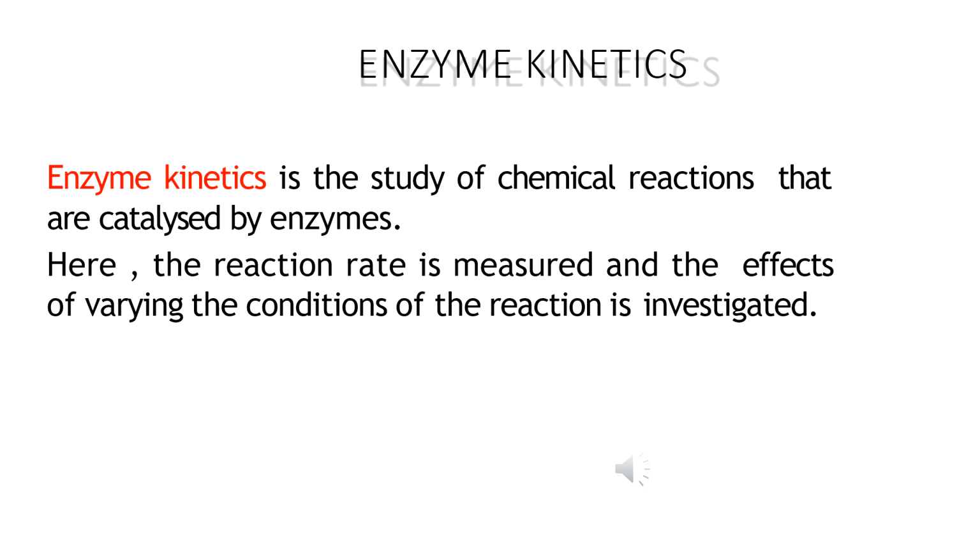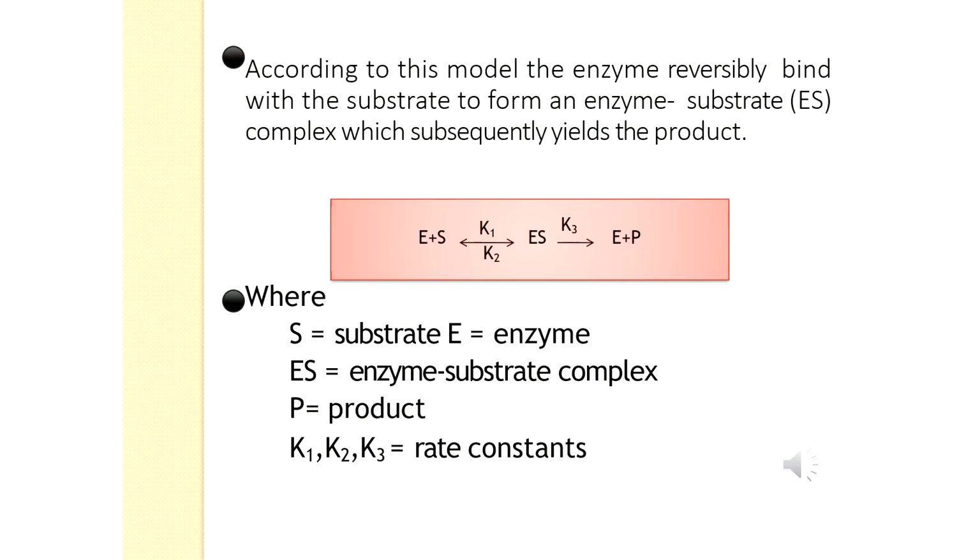Next is enzyme kinetics. Enzyme kinetics is the study of chemical reactions that are catalyzed by the enzyme. Here the reaction rate is measured and the effect of varying the conditions of the reaction is investigated. According to this model, the enzyme reversibly binds with the substrate to form an enzyme substrate complex, which subsequently yields the product. For example, enzyme plus substrate gives enzyme substrate complex, and after that the enzyme substrate complex is converted into E plus P, that is enzyme plus product.